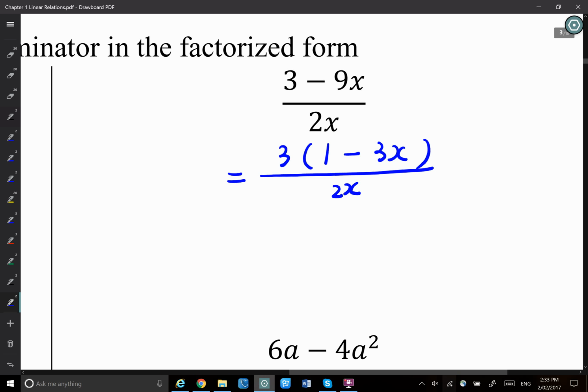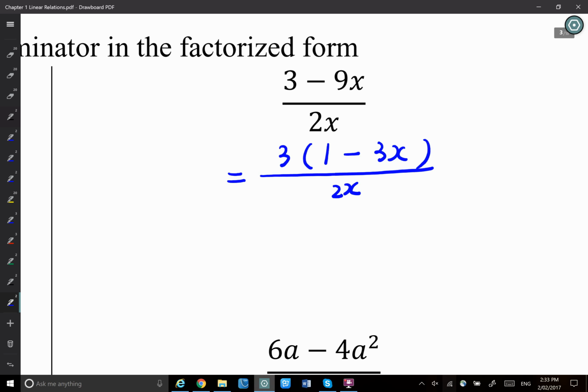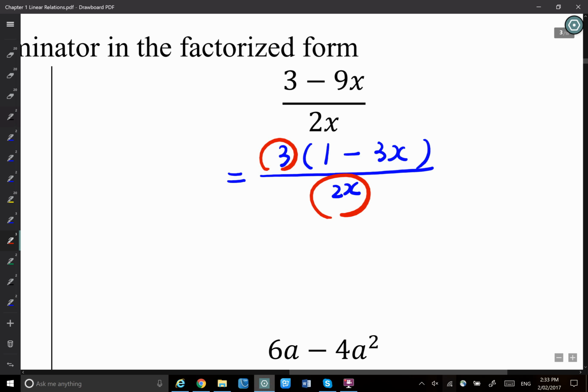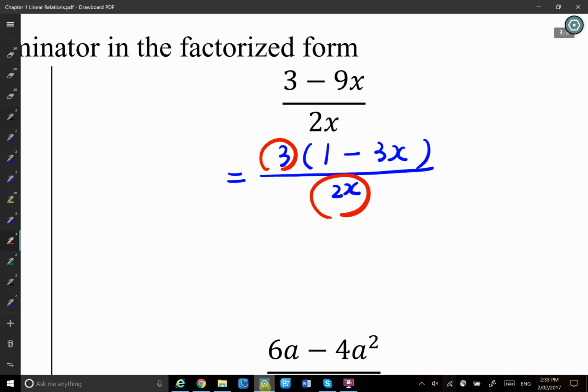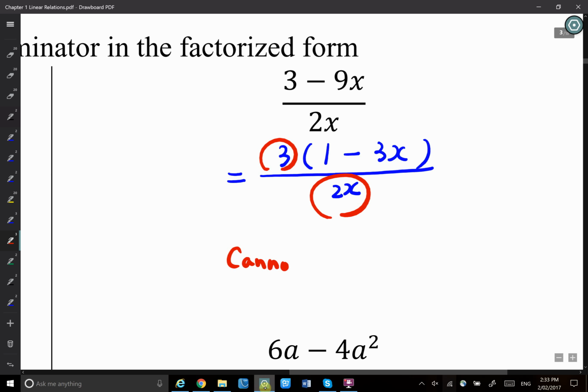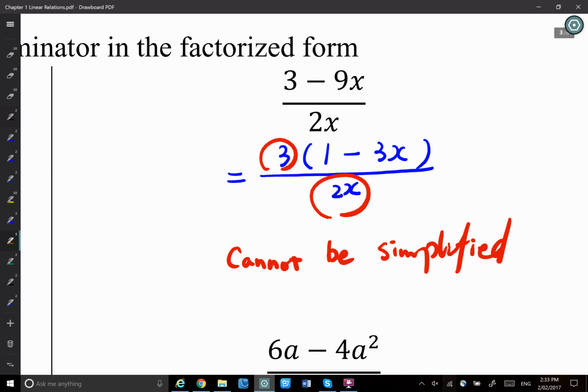Forget the things in the bracket because you cannot do anything in the bracket. So what we are left with is 3 and 2x to think about. Can we really have anything in common? No. So this thing cannot be simplified. You need to check: this is my common factor 3, and on the bottom we have 2x. They cannot be simplified, and this whole fraction cannot be simplified.